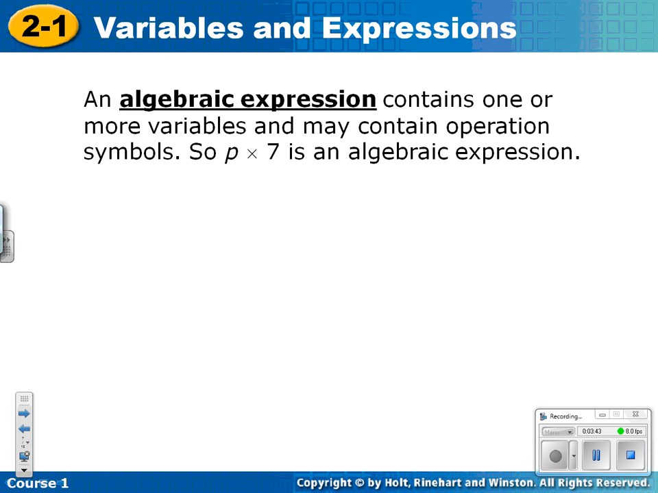And an algebraic expression contains one or more variables and may contain operation symbols. So P times 7 is an algebraic expression. Notice it has a P, which would be a variable, and it's got a 7, which is a number, and it's got a symbol, times. Algebraic expression. Okay?